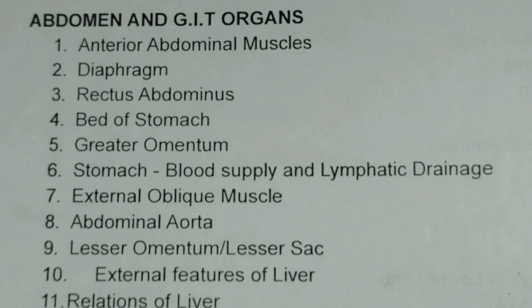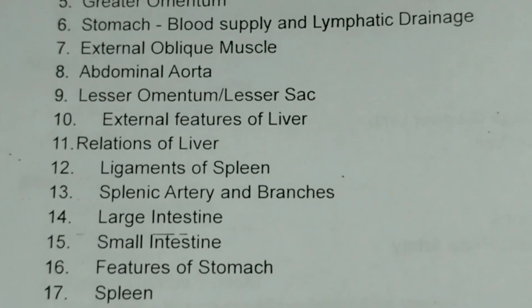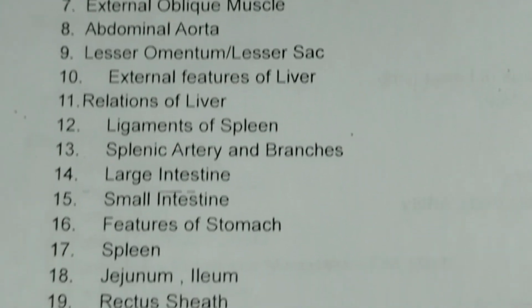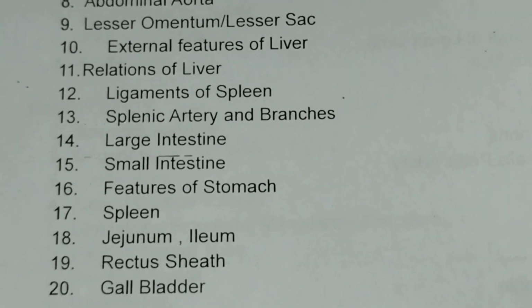10th one, external features of liver. 11th one, relations of liver. 12th one, ligaments of spleen. 13th one, splenic artery and its branches. 14th one, large intestine. 15th one, small intestine. 16th one, features of stomach. 17th one, spleen. 18th one, jejunum and ileum. 19th one, rectus sheath. And the last one is gallbladder.